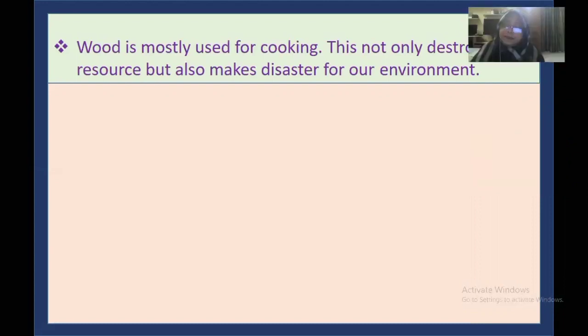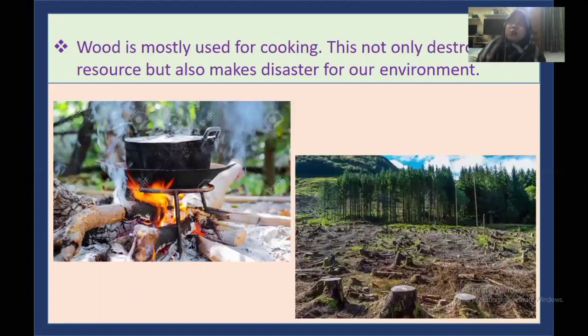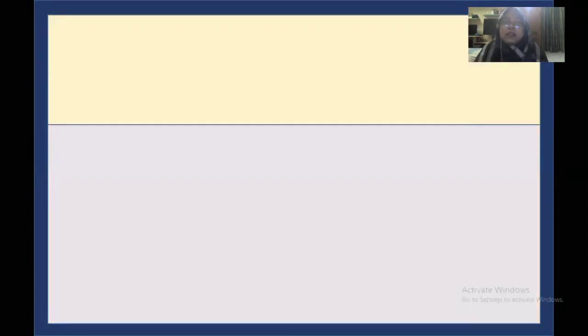Look at this. Here, a lot of trees have been cut. So that means it is telling the story of deforestation, whereas another picture is telling that we are using a lot of wood daily for our regular cooking purpose.